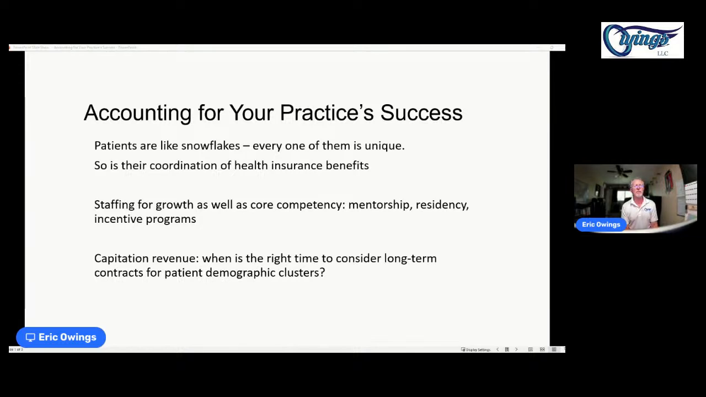Staffing for growth as well as for competency is always going to be big. You want every single patient that walks through your doors to have a 5-star experience, and the people that you hire to provide that experience are, of course, key to that. Another thing to think about, capitation revenue. I don't see this very often, and smaller practices probably won't even consider this, but large contracts with major companies are something that might be worth considering at some point.